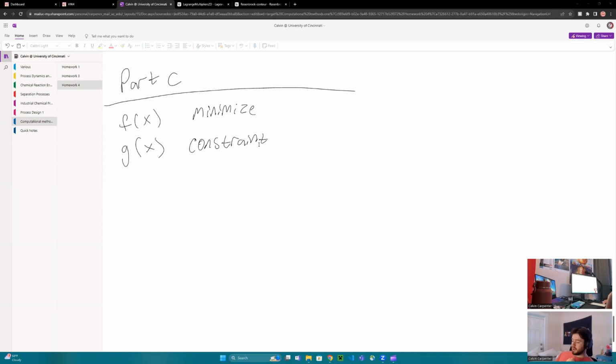So it can be defined that the gradient of this function is equal to the Lagrange multiplier times the gradient of our constraint.